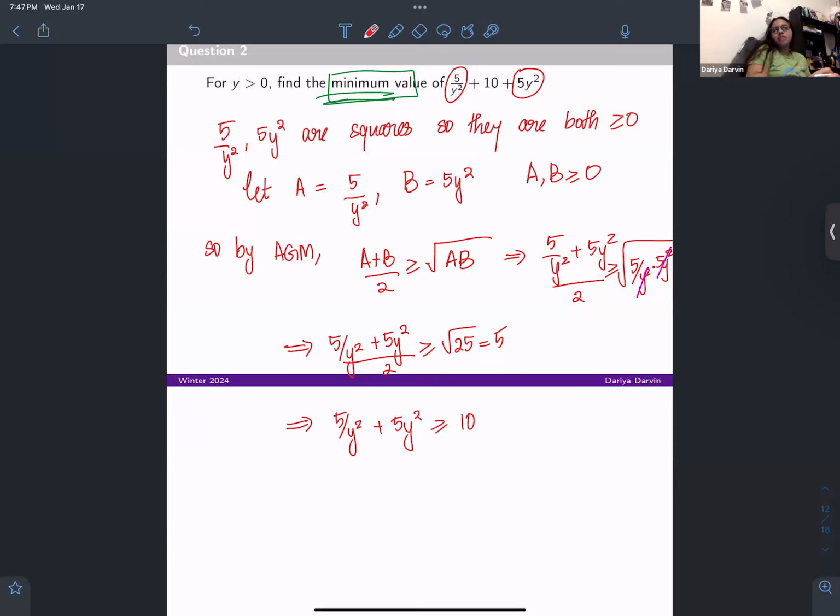Does this make sense? This is what I mean when you use AGM. When you have reciprocals of variables being added, it's a huge hint to use AGM, because then the variable gets cancelled when you do the product and you get a nice answer. Does this make sense so far?